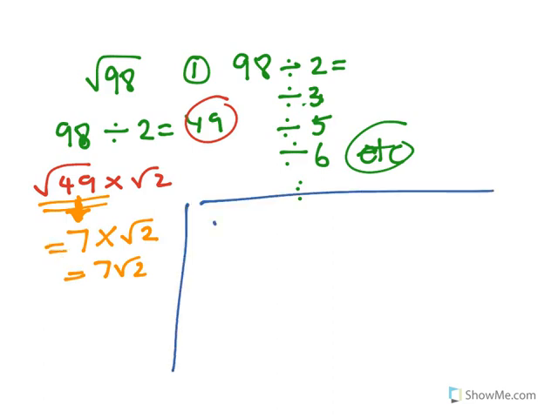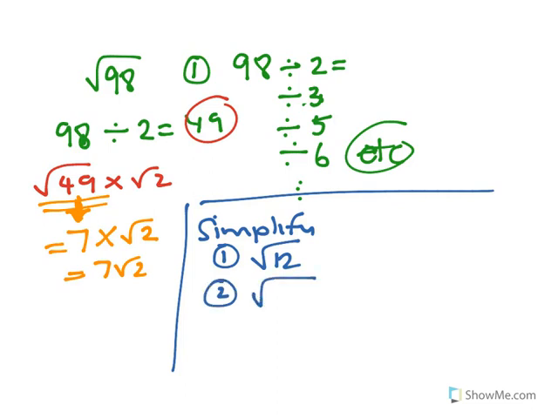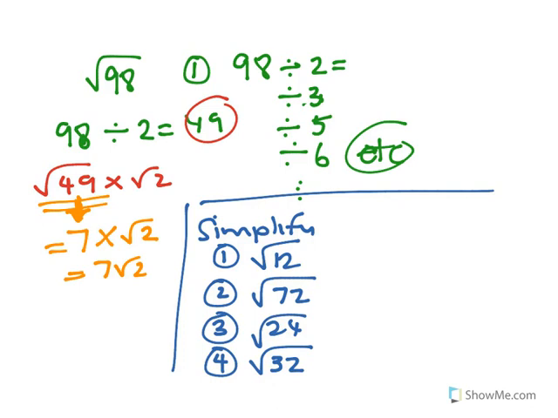Alright, so have a look at some of these and see if you can do them in your book and see how you go. Just simplify some of these. We've got root 12, root 72, root 24, root 32. Okay, so have a look at those.